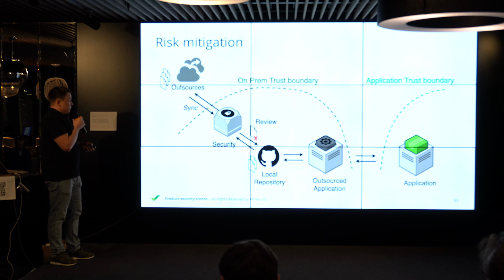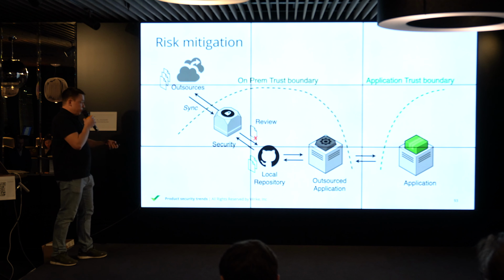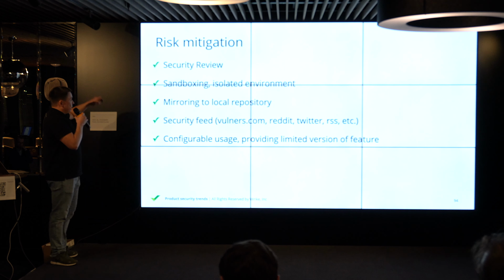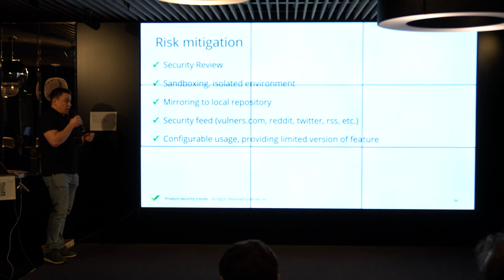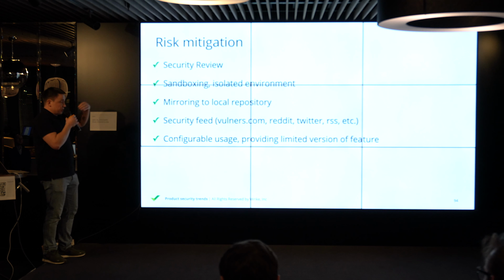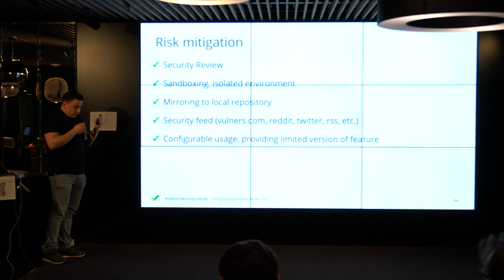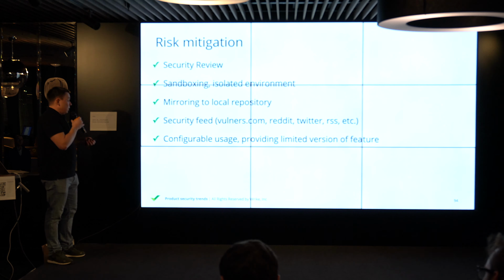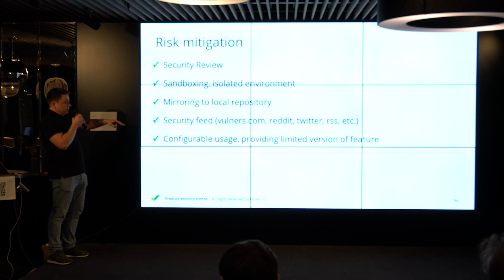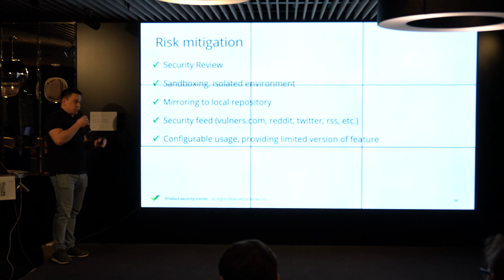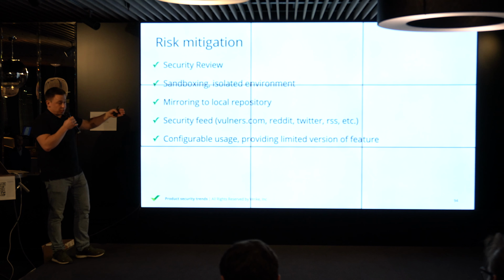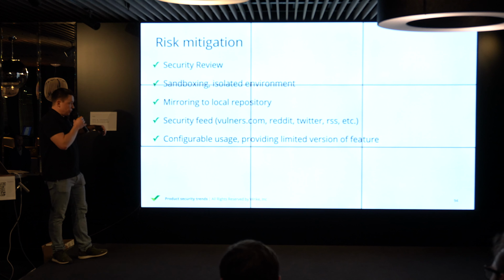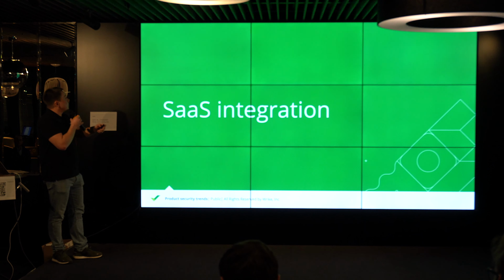How can the risk be mitigated? The same ones: security review, local repositories. Also, we are able to create sandboxing, an isolated environment for our vendors. Security feeds play an important role here as well. Configurable usage. So, for example, you're able to use specific functionality from the vendor and a light version of it internally.